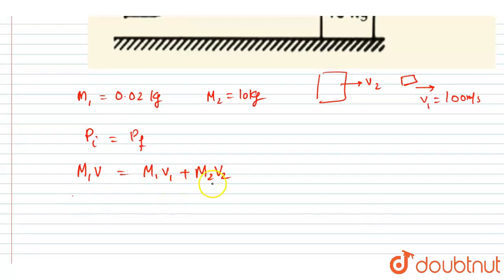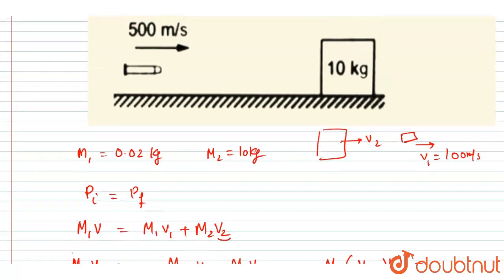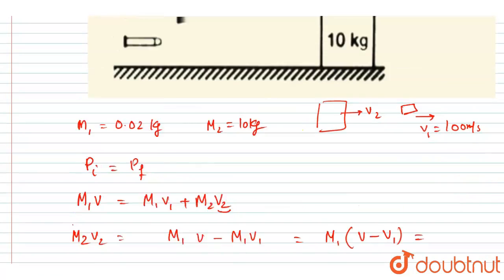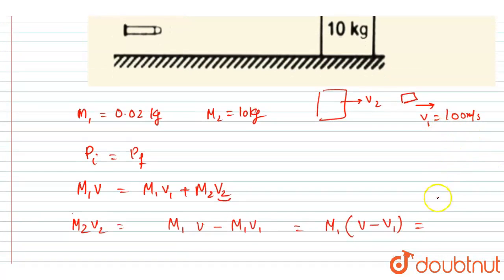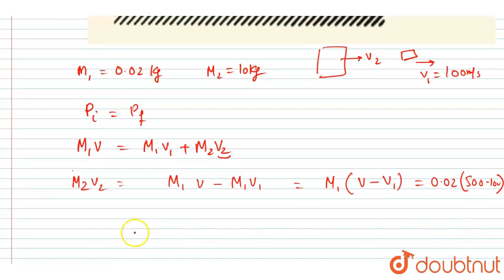So what we want is this v2, right? So we will write m2 v2 is equal to m1 v minus m1 v1. So we'll take m1 common, so we'll get m1 times v minus v1. So v in the question is given 500 and v1 is 100, right? Initial velocity of the bullet was 500, final velocity was 100, and mass is 0.02. So just put them: 500 minus 100, right? So it will be 400, right?